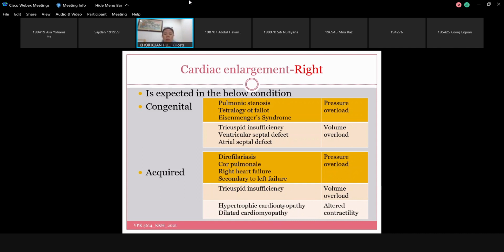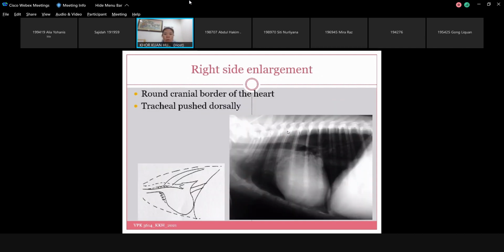But again, you can have right-sided heart failure in hypertrophic cardiomyopathy and dilated cardiomyopathy, although often they start from the left side of the heart. But when the disease has already become severe, then yes, you're going to have right-sided heart enlargement too. Okay, then we move on. Right-sided heart disease tends to look like this.